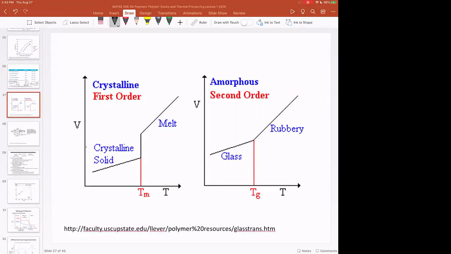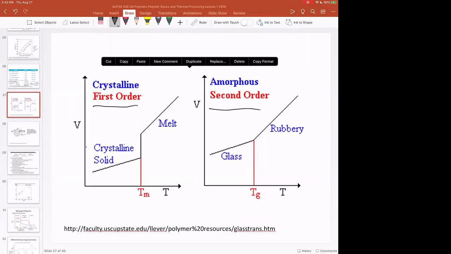This just defines what TM and TG are in terms of first order or second order phase transitions. I'm not going to belabor this, but if you're interested in the thermodynamics, that's fine. What's interesting in this plot is V here stands for volume, or in scientific words, we might call this specific volume. So this is interesting now because this plot shows you when you cross the TM, you have a delta V.